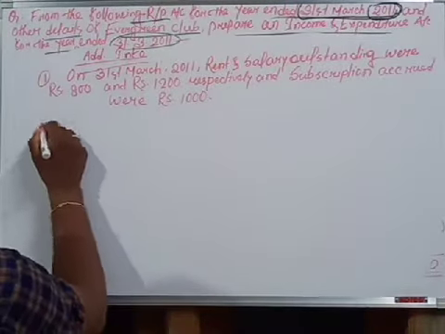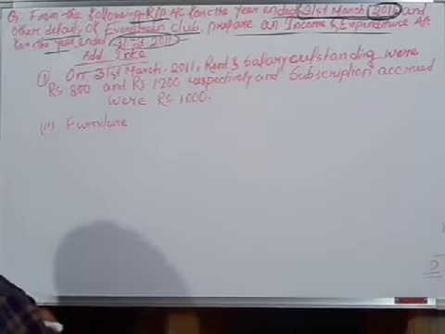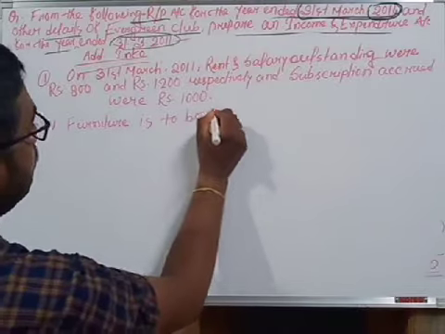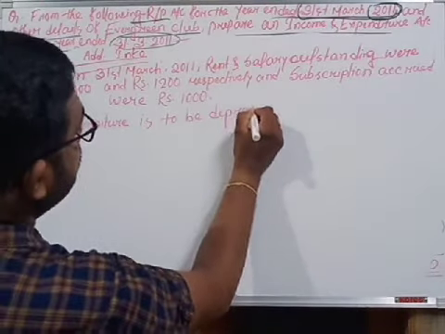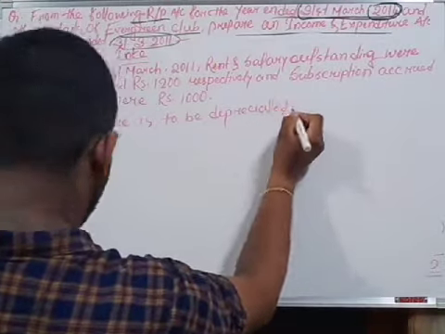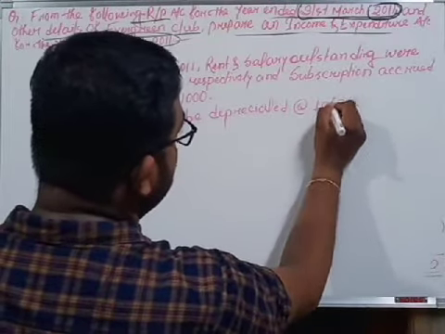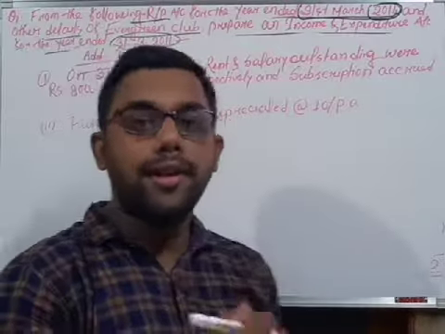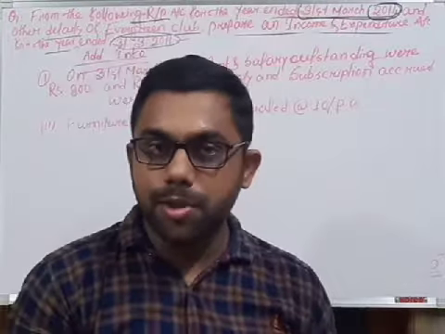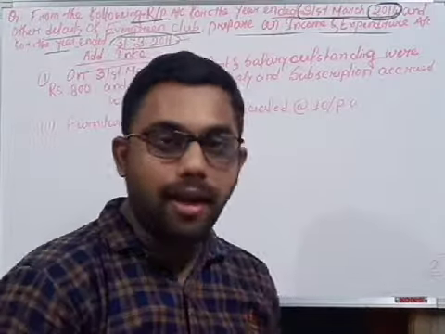Next, furniture is to be depreciated at the rate 10% per annum. Okay, we have discussed earlier that we should check whether any information regarding depreciation is given or not. So we find that additional information is given regarding depreciation: depreciation on furniture at the rate 10% per annum.